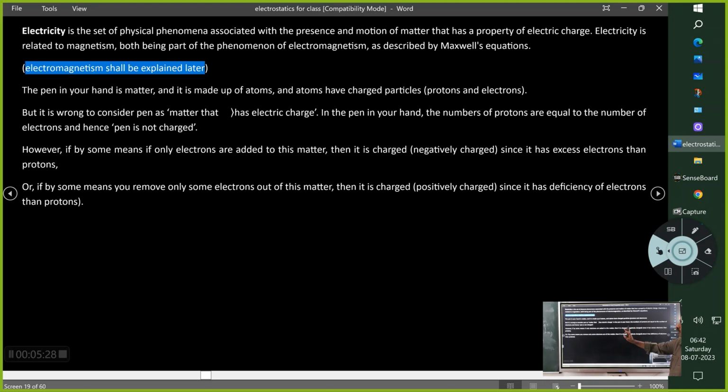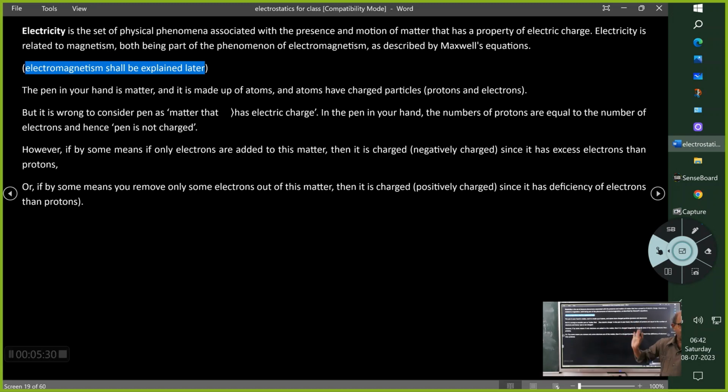And then yesterday we discussed what is electricity. Electromagnetism is the big chapter. I will explain that later. Okay? Right.